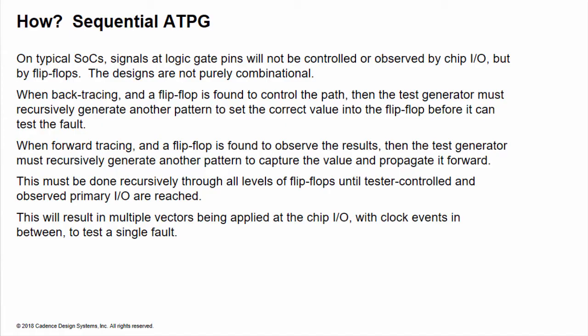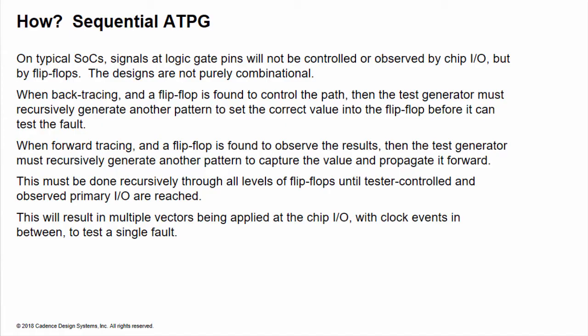Similarly, when forward tracing from the output of the gate, additional patterns and clocks must be applied to capture the observation in a register and then to move it recursively through registers until it can be observed at a primary output. All these additional patterns must be applied after testing the fault. This results in a test for a single fault having multiple patterns and clocks. This makes it very difficult to compact tests for multiple faults.